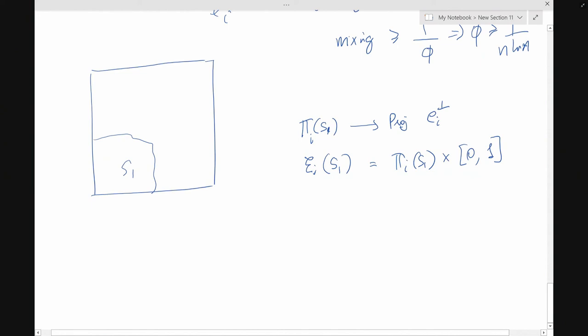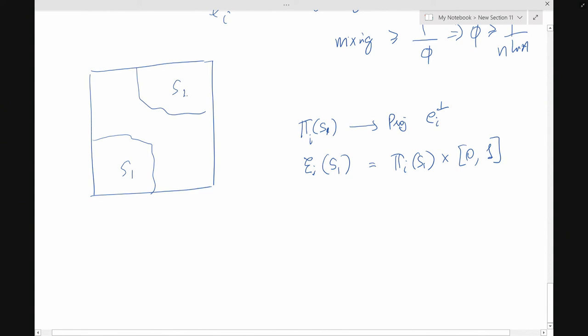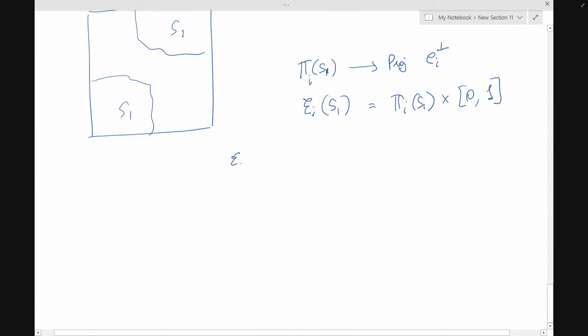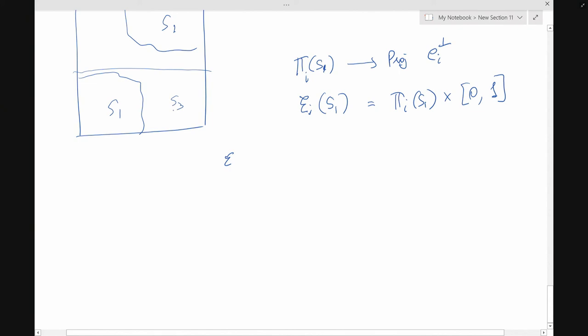Okay, great. Now, because the sets are axis disjoint, we immediately get that for any epsilon_i, the epsilon_i of S1 does not intersect S2. I mean, this extension must lie completely in S1 or in S3. It cannot intersect S2 by definition. Therefore, volume of S1 plus volume of S3 must be bigger than any one epsilon_i volume.